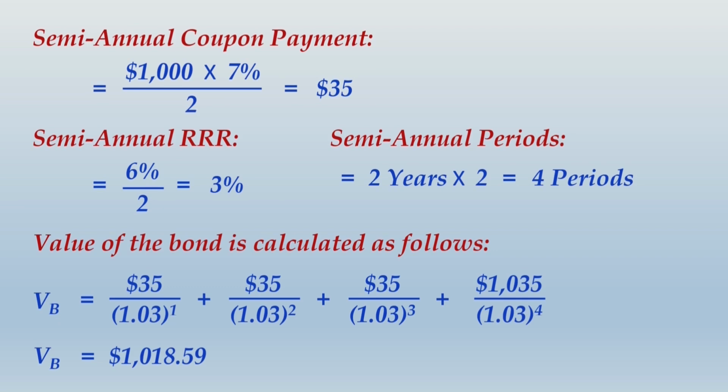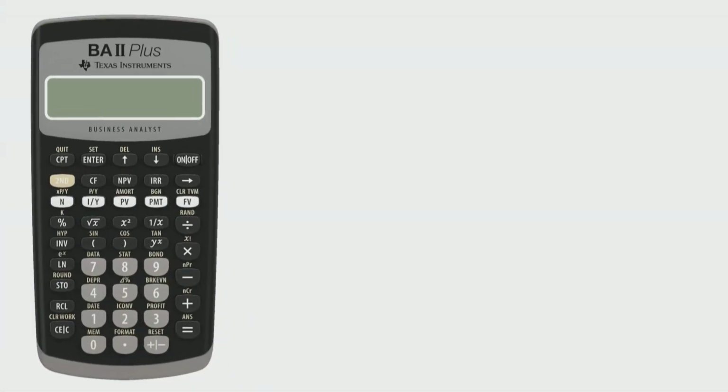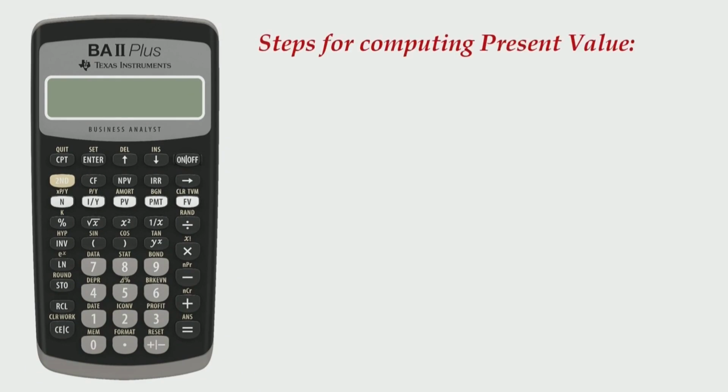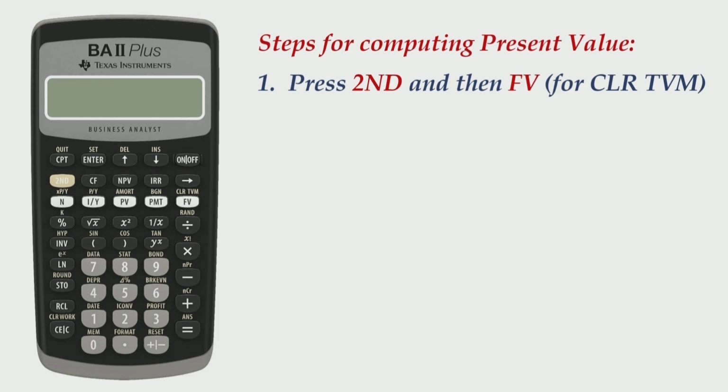Alright friends, once you have completed writing all this, let us move ahead and observe the steps on your calculator. Same usual steps, but keeping in mind all this revision. Press second and FV for clearing TVM, second and then FV. This you should do without failure all the time. Input 4 and then press N.